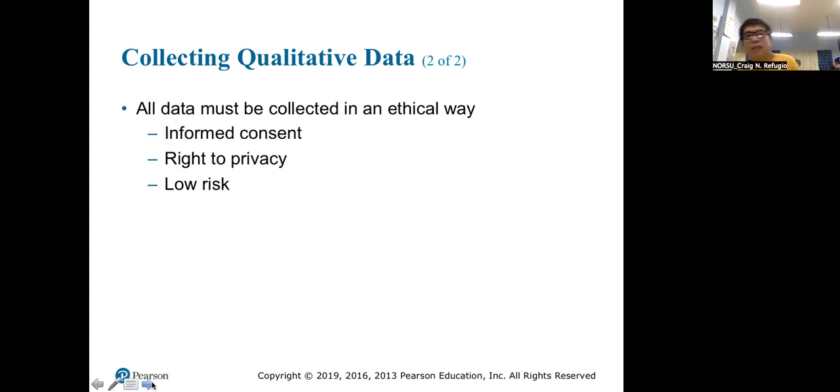All data must be collected in an ethical way, even in quantitative. You are going to have informed consent. In qualitative, informed consent, and then in mixed research design, you have to make use of informed consent also. Then right to privacy must be addressed. Then the low risk. So especially for now in the Philippines that we have a republic act on data privacy, always have an informed consent.